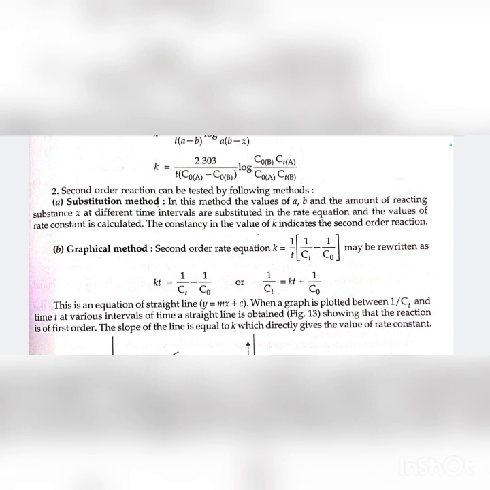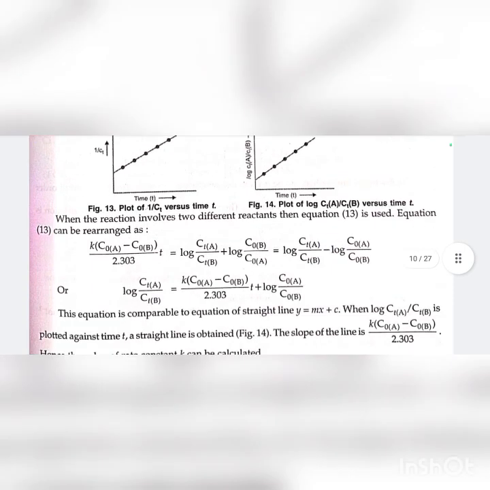Second is the graphical method. The second order rate equation K = (1/t)(1/Ct − 1/C naught) may be rewritten as Kt = 1/Ct − 1/C naught. This is an equation of a straight line, y = mx + c. When a graph is plotted between 1/Ct and time t at various intervals of time, a straight line is obtained, showing that the reaction is of second order. The slope of the line is equal to K, which directly gives the value of the rate constant.